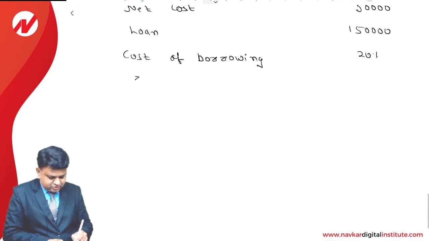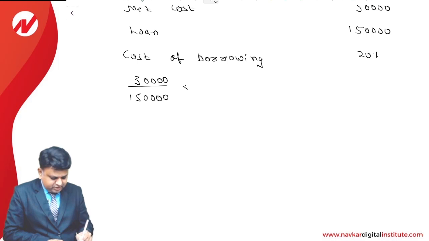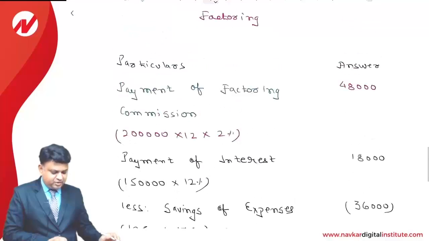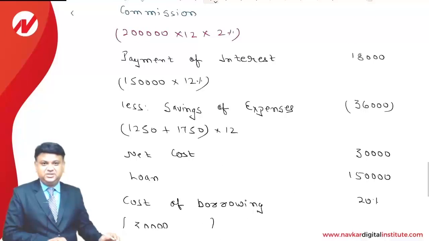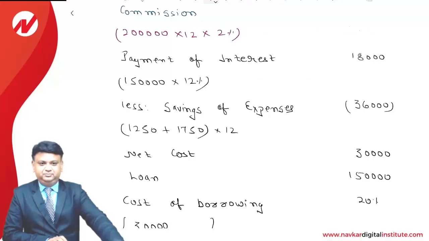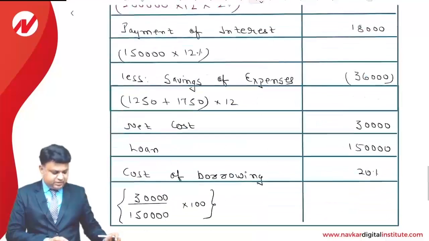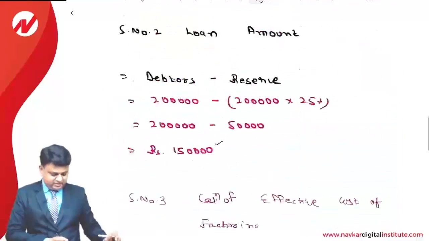It will be 30,000 divided by 1,50,000 into 100. This is the way we can make the computation of the cost of borrowing, which is 20%. So this is the way we have computed the effective cost of the factoring.